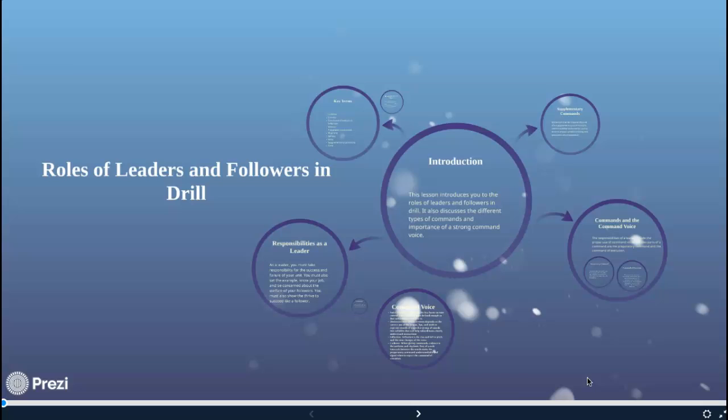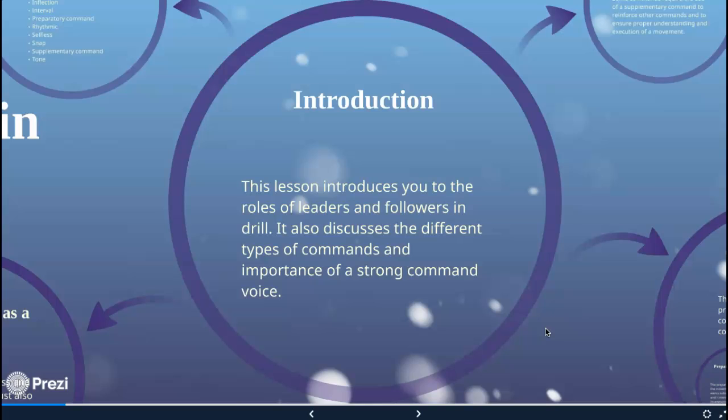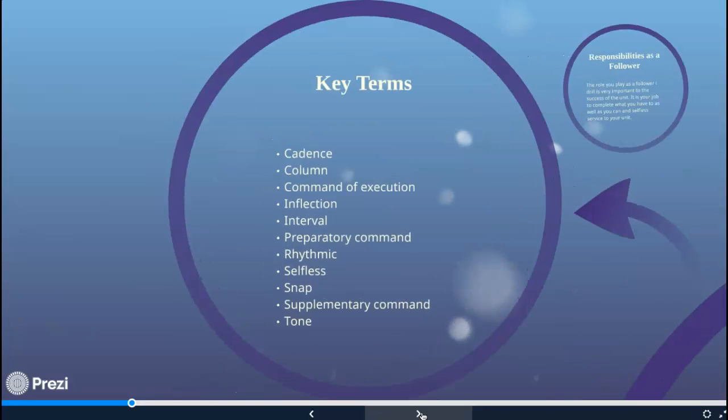Okay, so another way to look at what we've talked about, and this will give a little bit more information on the responsibilities of each individual, is let's start with our introduction. This lesson introduces you to the roles of leaders and followers in drill. It also discusses the different types of commands and the importance of a strong command voice. Key terms: cadence, column, command of execution, inflection, interval, preparatory command, rhythmic, selfless, snap, supplementary command, tone, and command of execution.